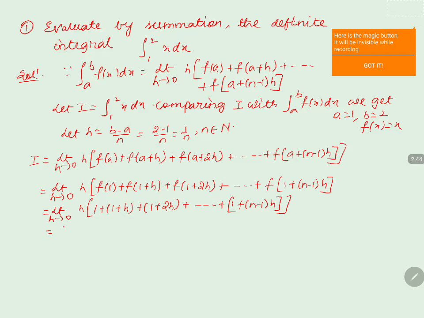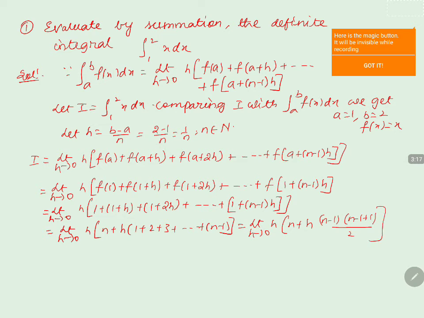Then this can be written as the limit as h tends to 0 of h into n plus, I'll take h common, we'll get 1 plus 2 plus 3 plus so on plus n minus 1. This can be written as the limit as h tends to 0 of h into n plus h into, we'll write the sum to n terms formula, n minus 1 into n minus 1 plus 1 by 2, so that minus 1 plus 1 will get cancelled, and we have to remember that nh is equal to b minus a. We will get it as how much? 1.